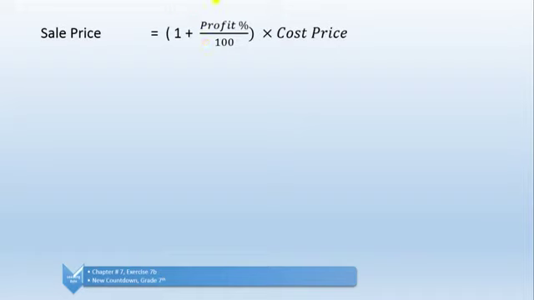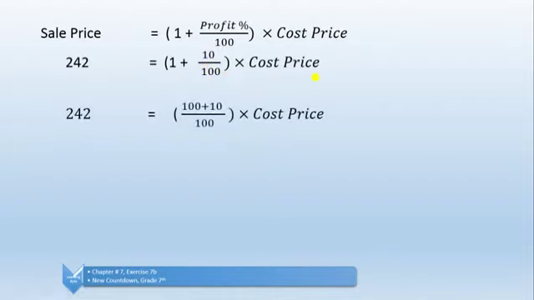To find the cost price, we will use this formula: sale price is equal to 1 plus profit percentage divided by 100, multiplied by cost price. We have sale price 242 rupees and profit percentage 10 divided by 100 multiplied by cost price. Now we will solve this part first.